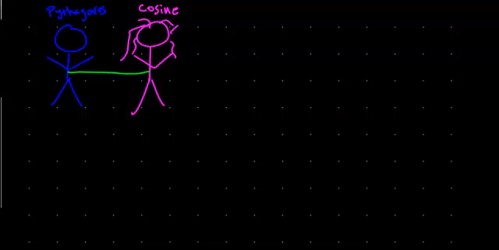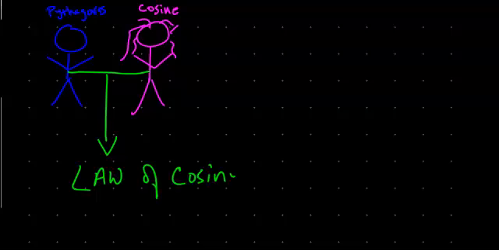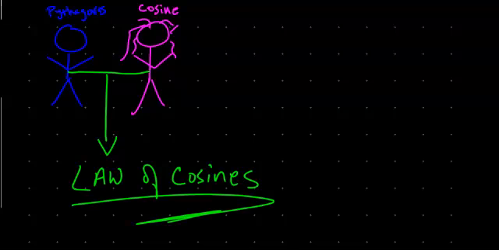and they make a baby. So the Pythagorean Theorem and the cosine function make a baby. This baby is named the Law of Cosines. Okay? And that's what we're going to do in this video. Let's talk about what this baby that the Pythagorean Theorem and the cosine function made, called the Law of Cosines, is. Okay?